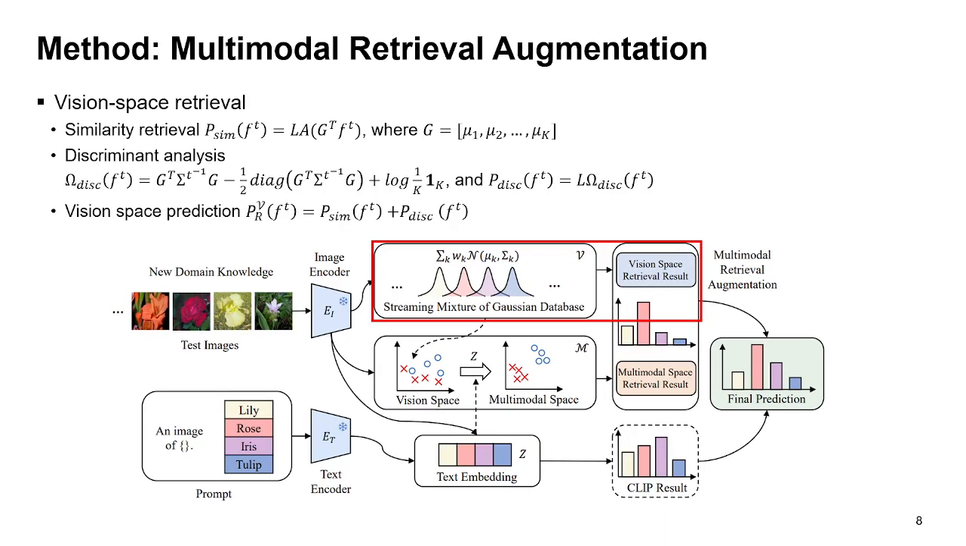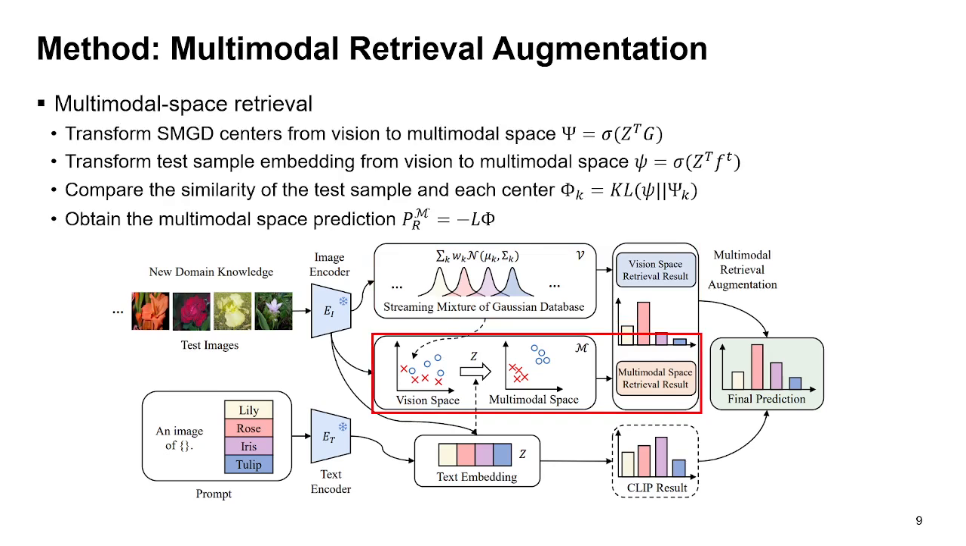After building the database, we can retrieve information from the database to enhance the prediction. Given the test sample embedding F_T, the naive way is to conduct a dot product with the Gaussian means G. Since we also have the covariance, we apply Gaussian discriminant analysis to obtain its prediction. The vision space prediction is a combination of these two predictions.